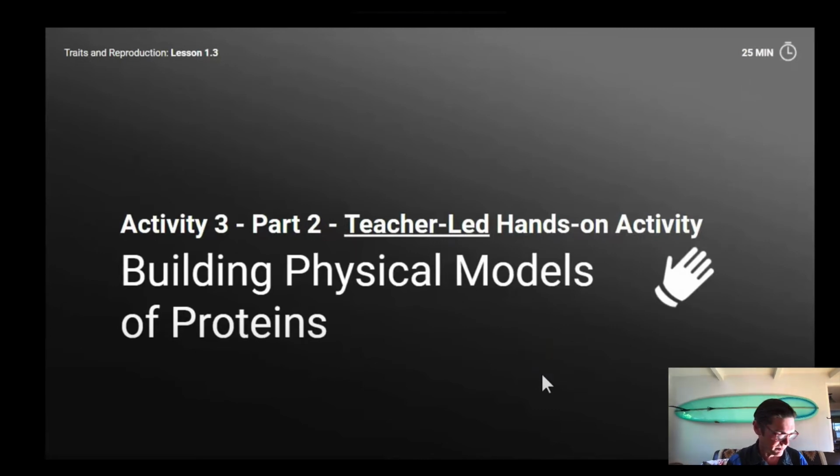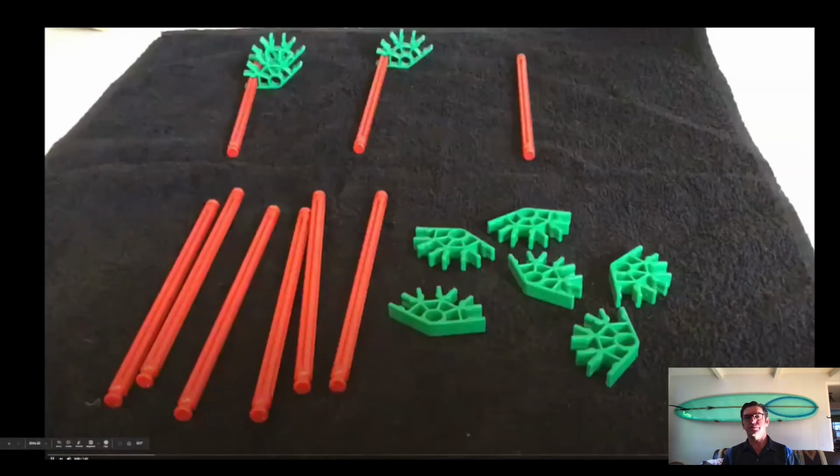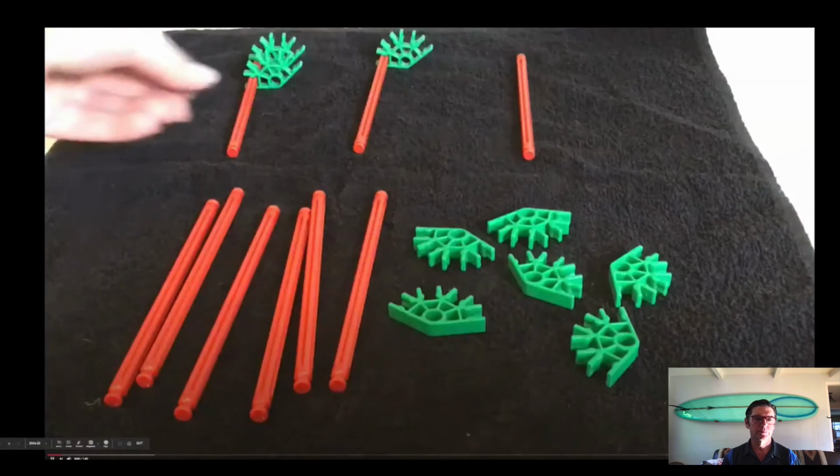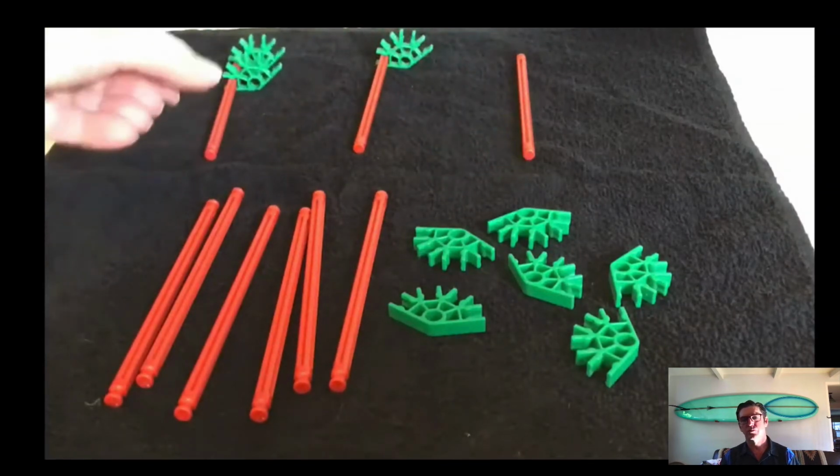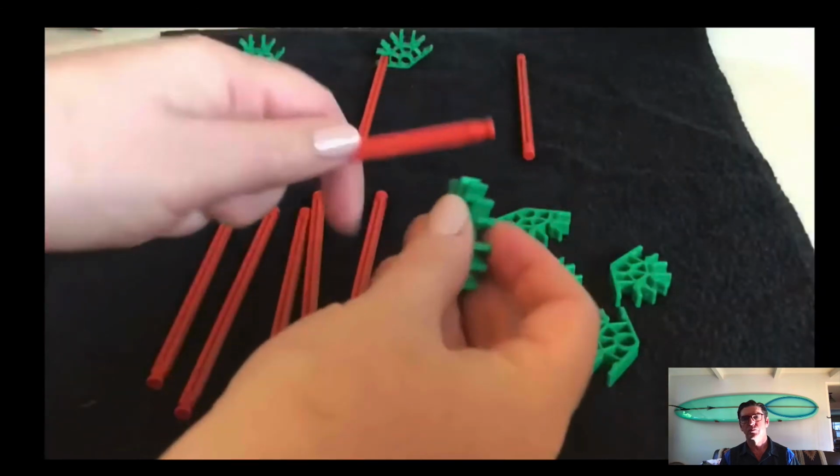In this video, you will observe the hands-on activity from activity three called Building Physical Models of Proteins from Traits and Reproduction, Lesson 1.3. In this first part, you will observe the teacher building the example protein molecules from the three models.